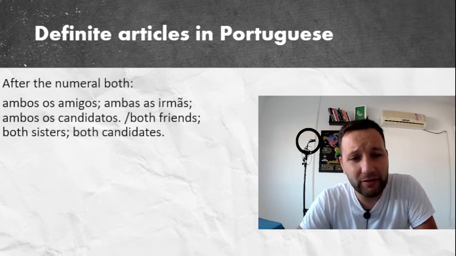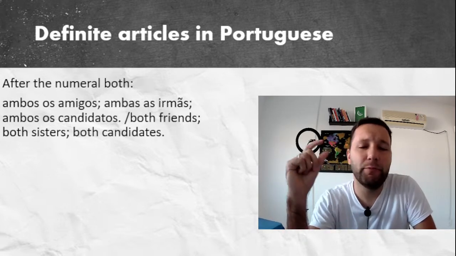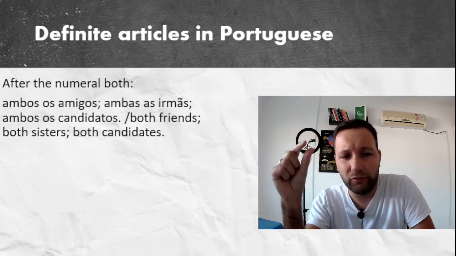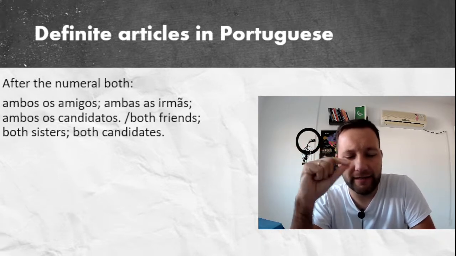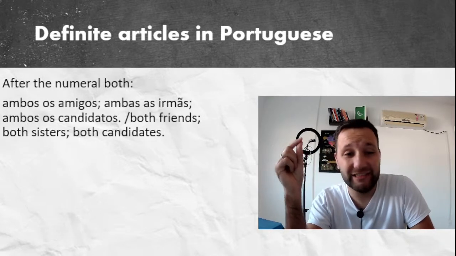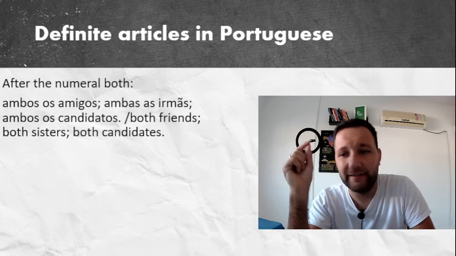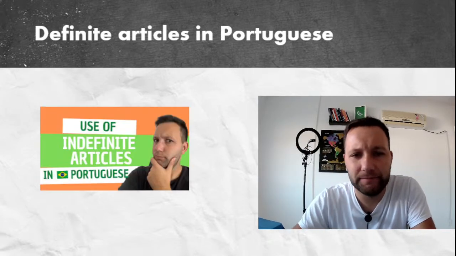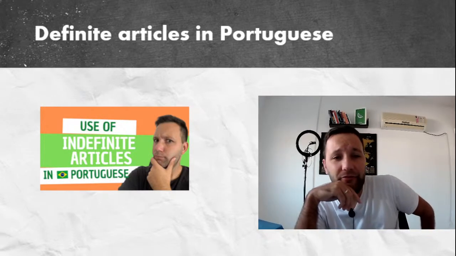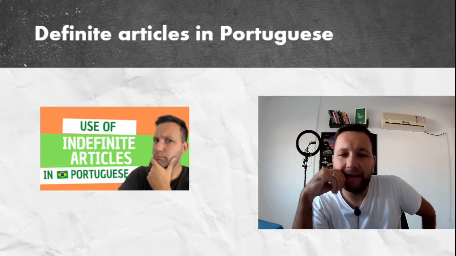Ambos os amigos, ambas as irmãs. Here I'm putting one masculine and one feminine for you to see. Ambos os amigos, both friends. Ambas as irmãs, both sisters. Ambos os candidatos, both candidates. Easy or difficult? So we saw the uses of definitive articles.